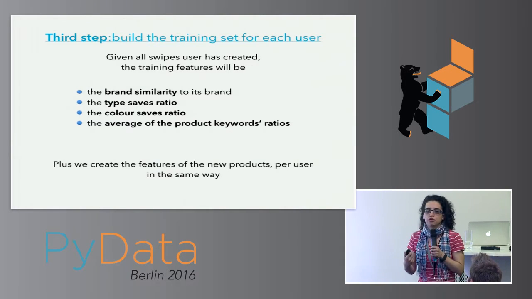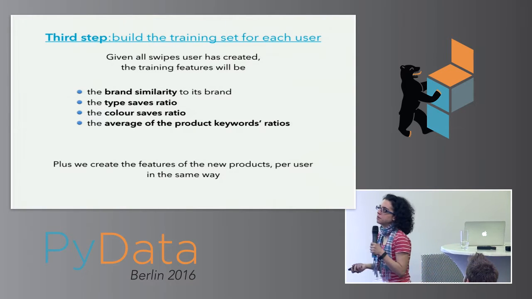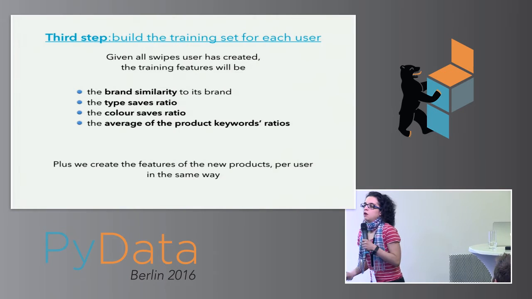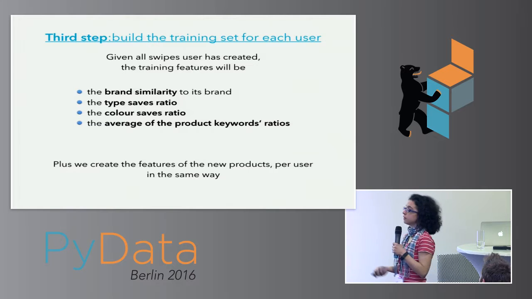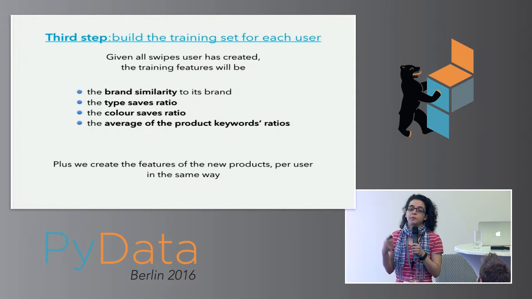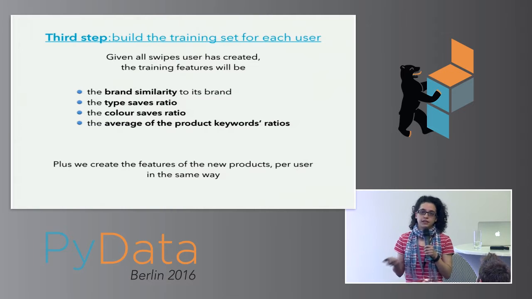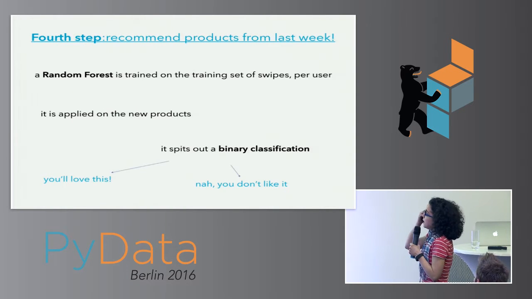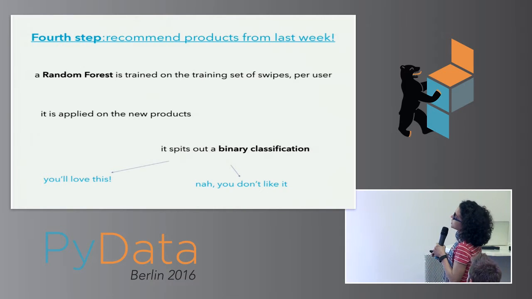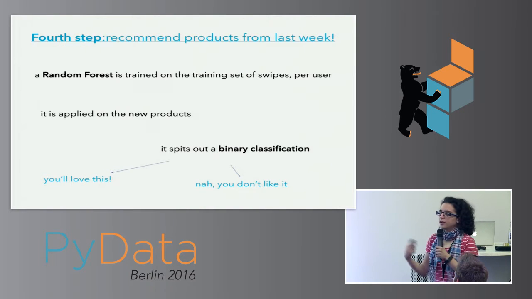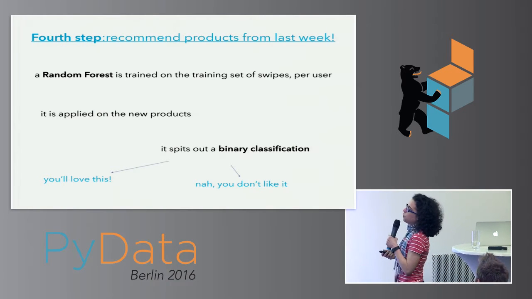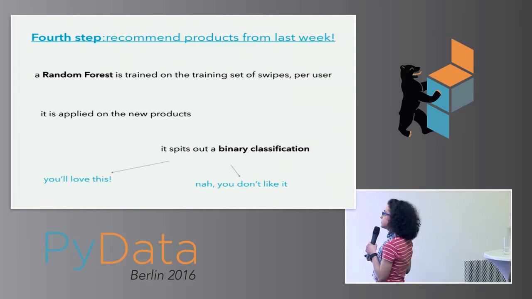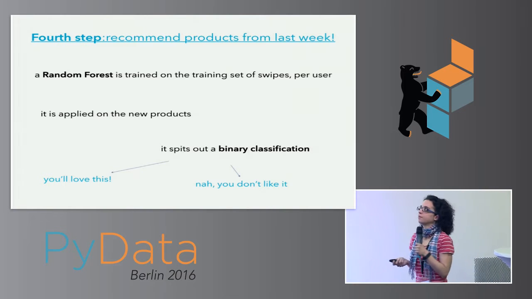At the same time, because we want to recommend you novel things, so things which came into the app the previous week, what we do is compute the same features we will be the ones to predict upon for the new products. And this is done on a per user basis. So as you can imagine, it's relatively expensive. We use a classifier, we use a random forest, we train it on the training sets of swipes per user. And we apply it to the new products of the week so that it spits out a binary classification whereby we are able to recognize that you love this product or you won't like it.